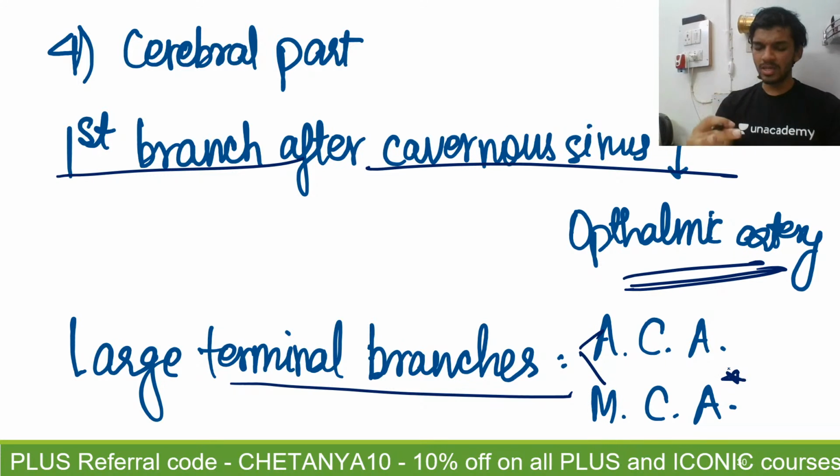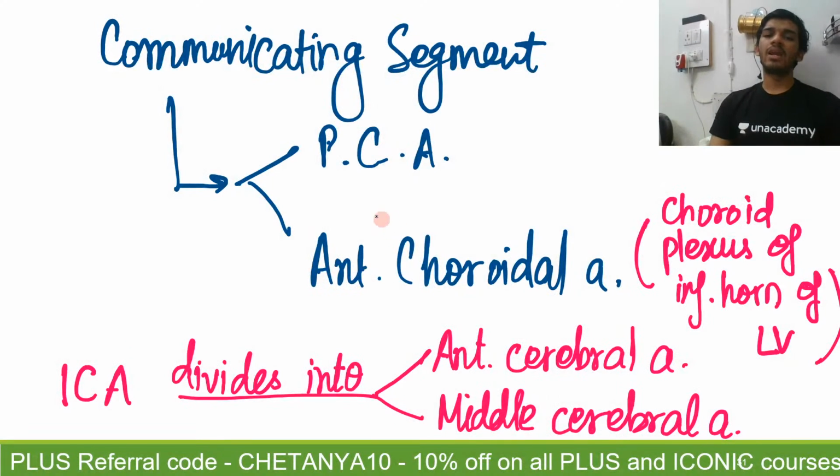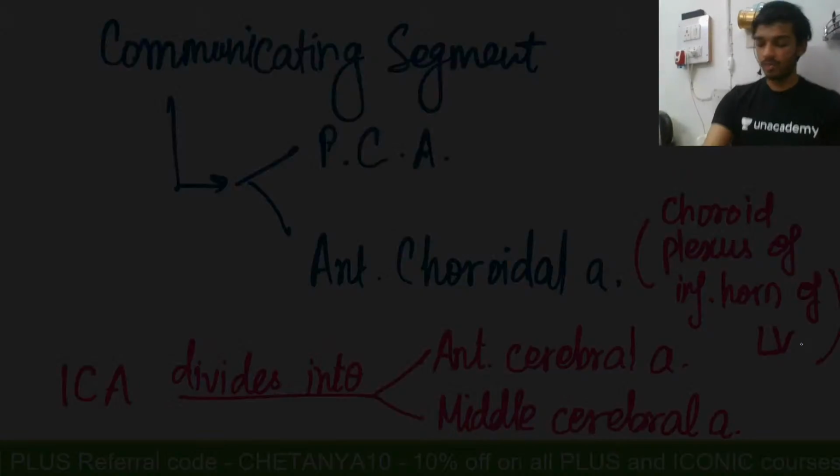We'll be doing the circle of Willis. Don't worry, don't take tension about this. The cerebral part we'll be covering in detail. There are communicating segments, that is the PCA and the anterior choroidal artery. Anterior choroidal artery gives the choroid plexus of the inferior horn of the lateral ventricle. We'll just talk about it. Don't worry.